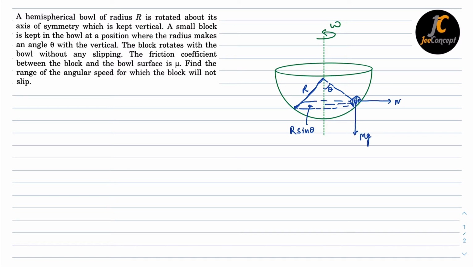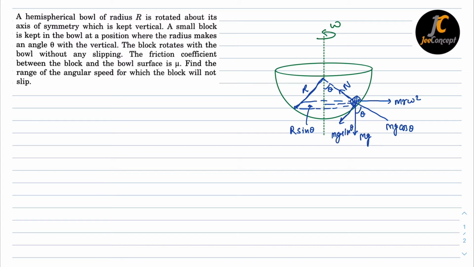Now at this point the mg force will act downward. The m r omega square, the centrifugal force, will act in the right hand direction. The normal will act along the radial line. If I extend this line, then this angle will also be theta. Now if this is theta, then it is going to be mg cos theta here and mg sin theta here.